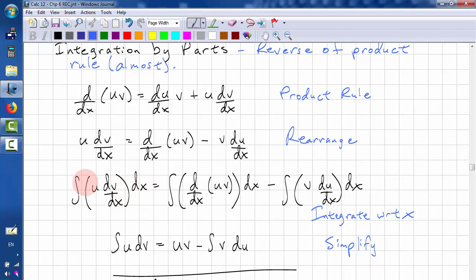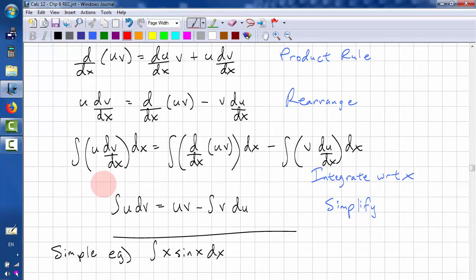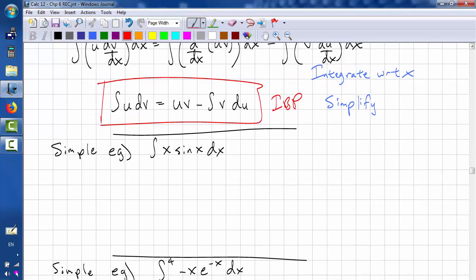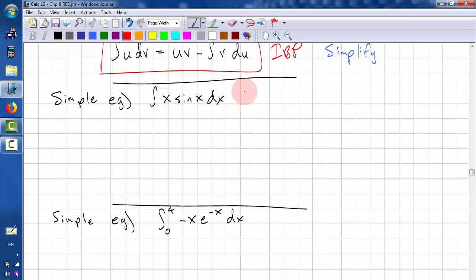When we simplify this, we get the integral of u dv. When we simplify this, we get uv. And when we simplify this, we get the integral of v du. And this is our integration by parts. So let's look at a simple example. Our goal is to find the integral of u dv. So we get the left-hand side, and then we substitute uv and v du on the other side.